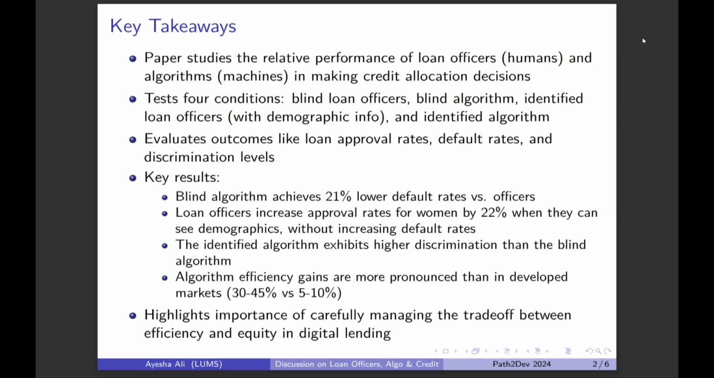So the paper is studying this trade-off between equity and efficiency when you use machines or algorithms versus humans in making credit allocation decisions. They're testing 4 conditions: a blind loan officer who cannot observe demographics, a blind algorithm, same kind of situation, an identified loan officer who can observe demographics, and an identified algorithm that can observe demographics. And they're looking at outcomes such as approval rates of loans, default rates, and discrimination levels for women.